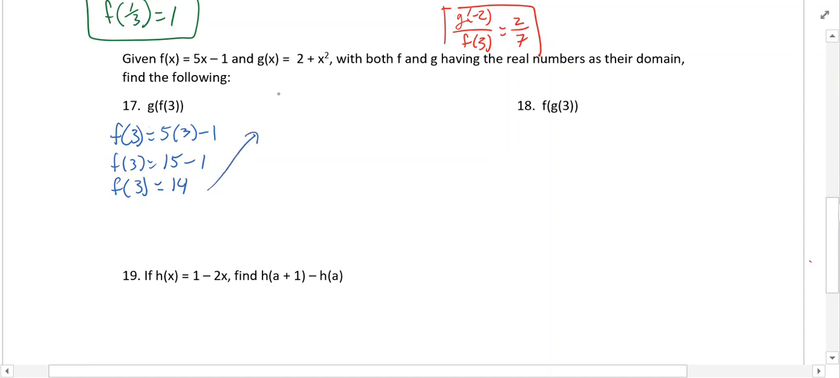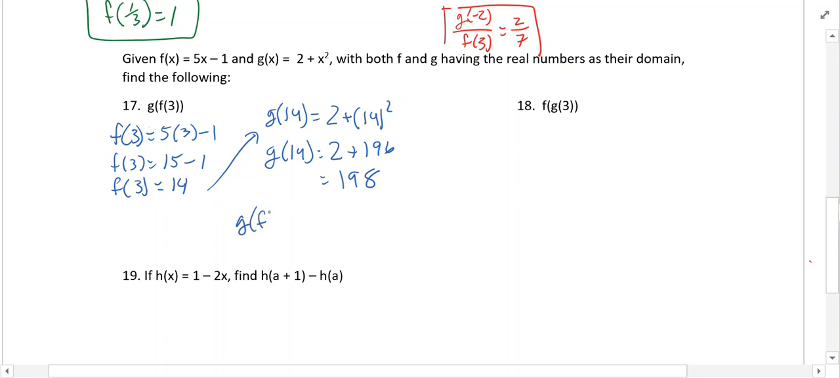I'm going to do it over here. Now you're going to say g of 14, and you're going to plug this into the g function, equals 2 plus 14 squared. So we have g of 14 would equal 2 plus 196. And so then when we simplified that, we would get 198. So we write it as one function. We say g of f of 3 equals 198.